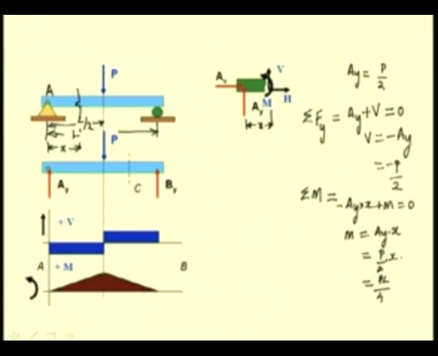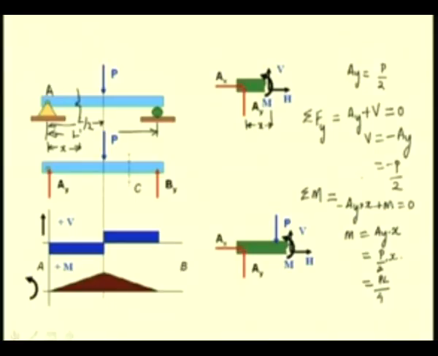Now, for plotting the shear force and bending moment in this section, that is from midsection to B, we consider this free body diagram and we set up similar equations, that is the force summation and moment summation, to determine the shear force and bending moment, and draw the remaining portion of the diagram. So, in this way we can construct the shear force and bending moment diagram for beams under various loading and reaction conditions.